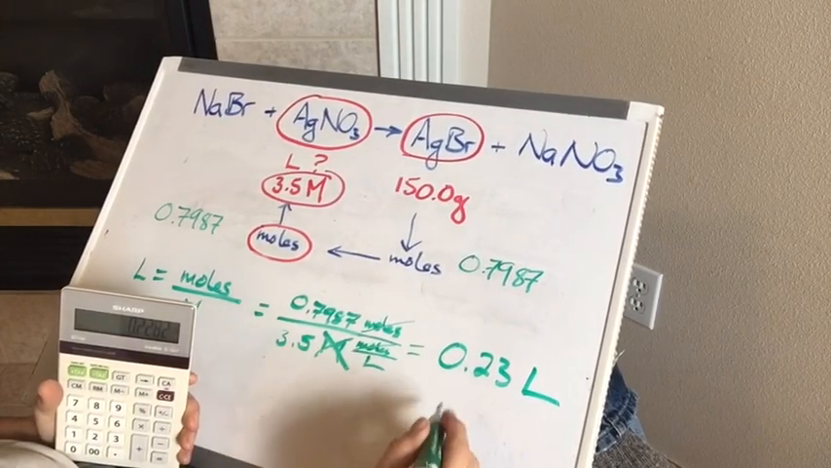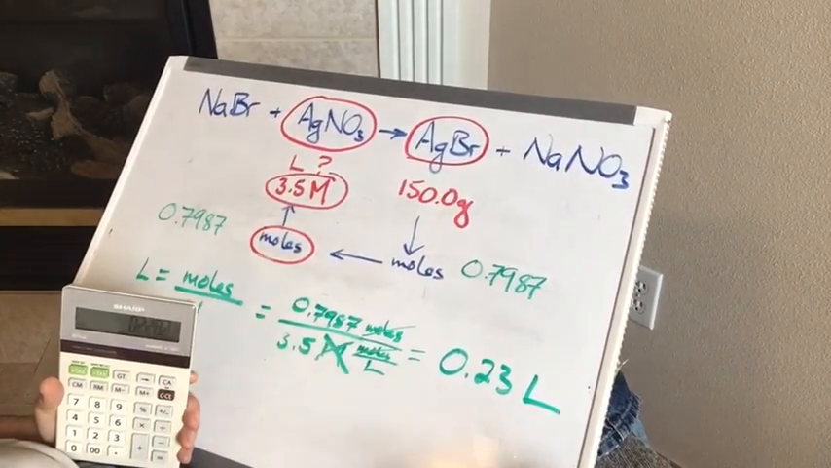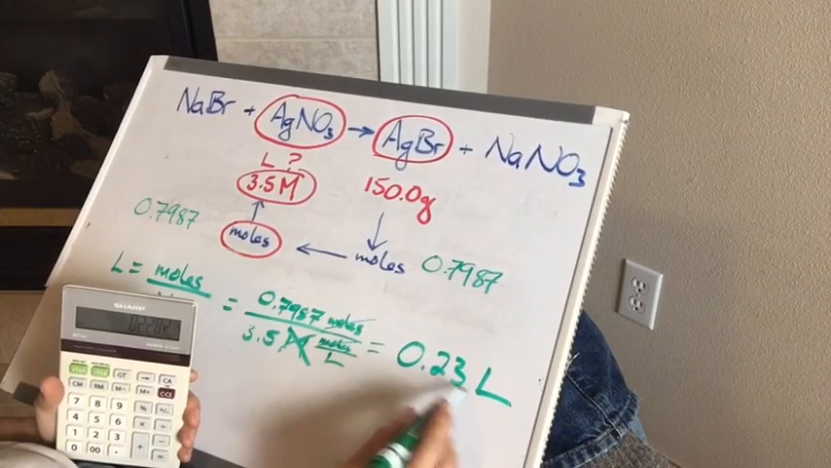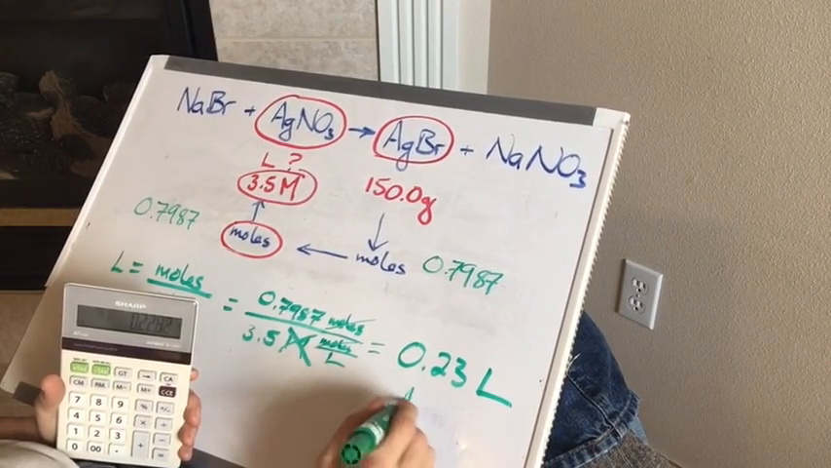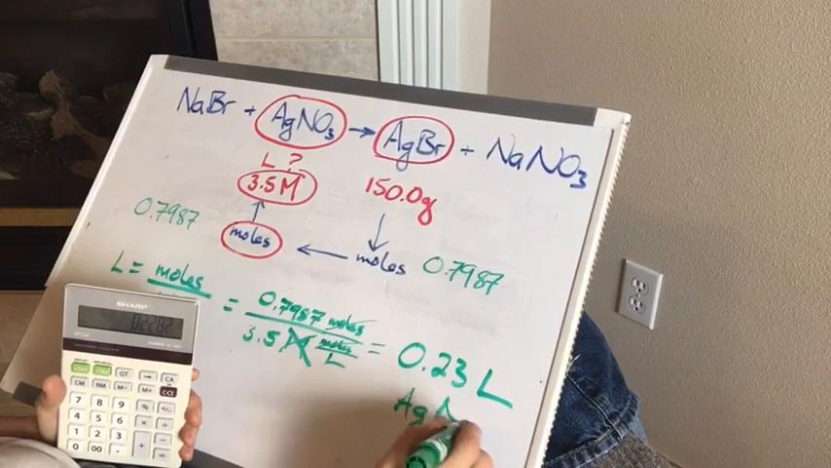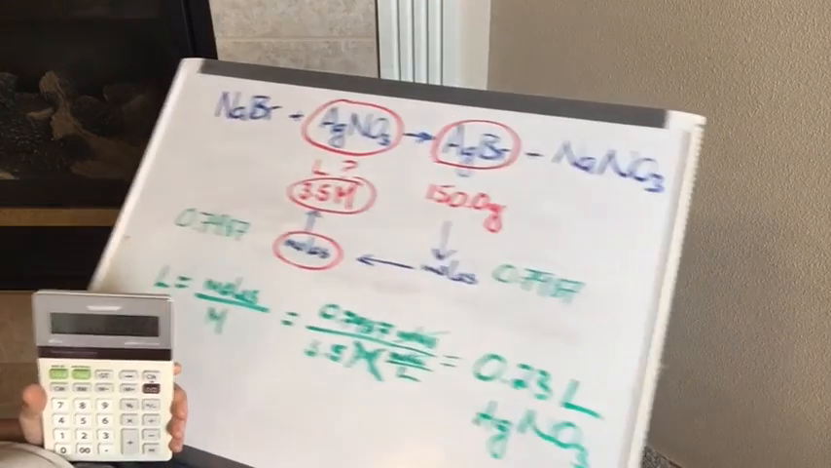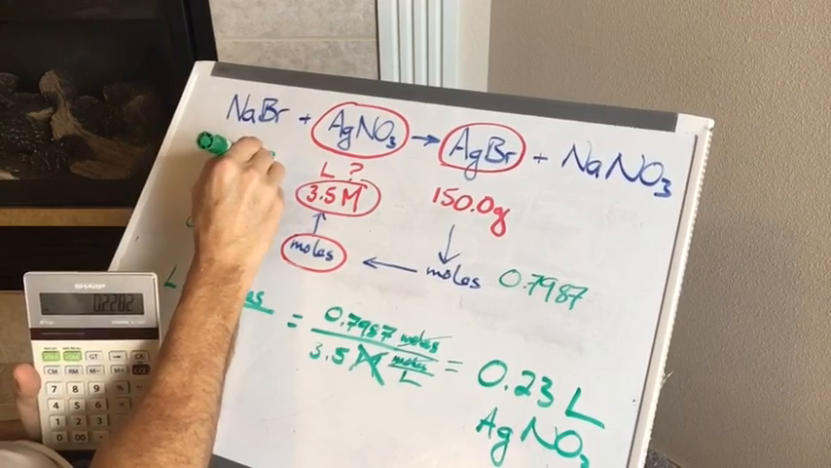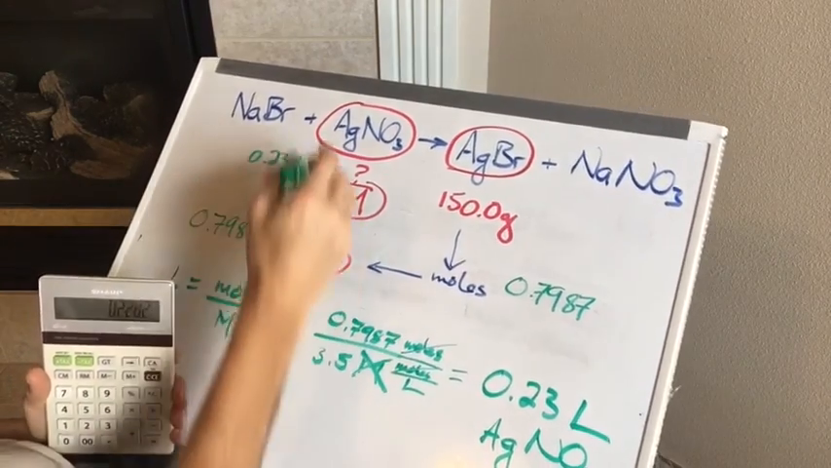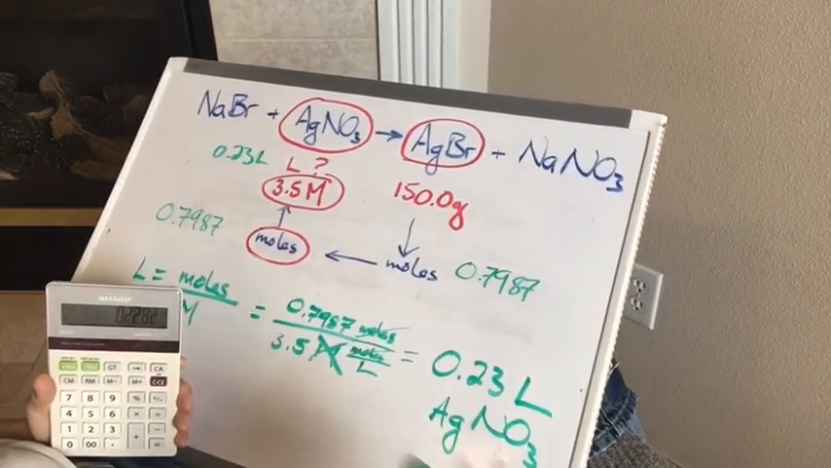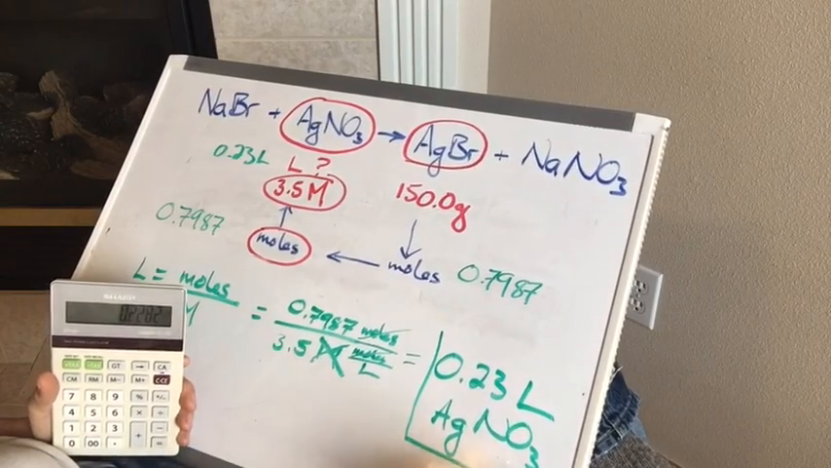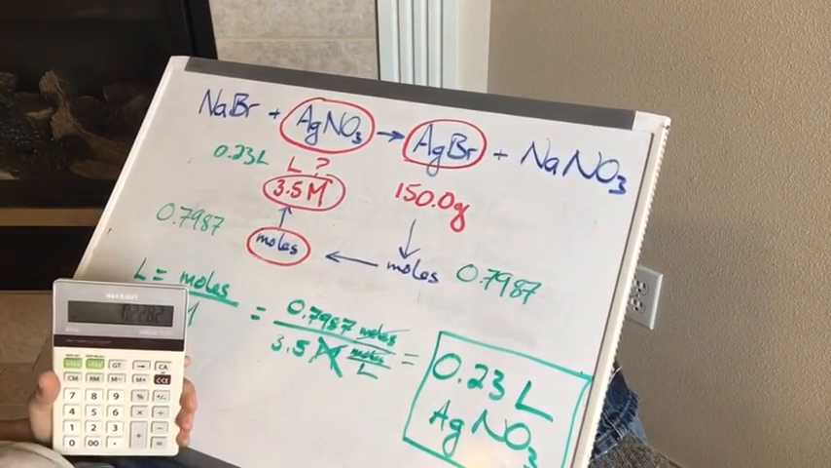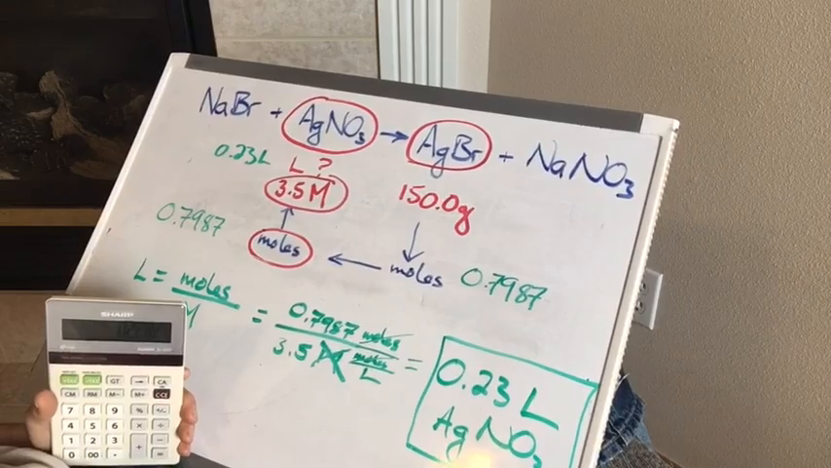So basically our answer is that we are going to have 0.23 liters of silver nitrate. We got that because we figured everything else. Let's put a square on it so we can find it, and that is question 4, Module 10 practice problems.